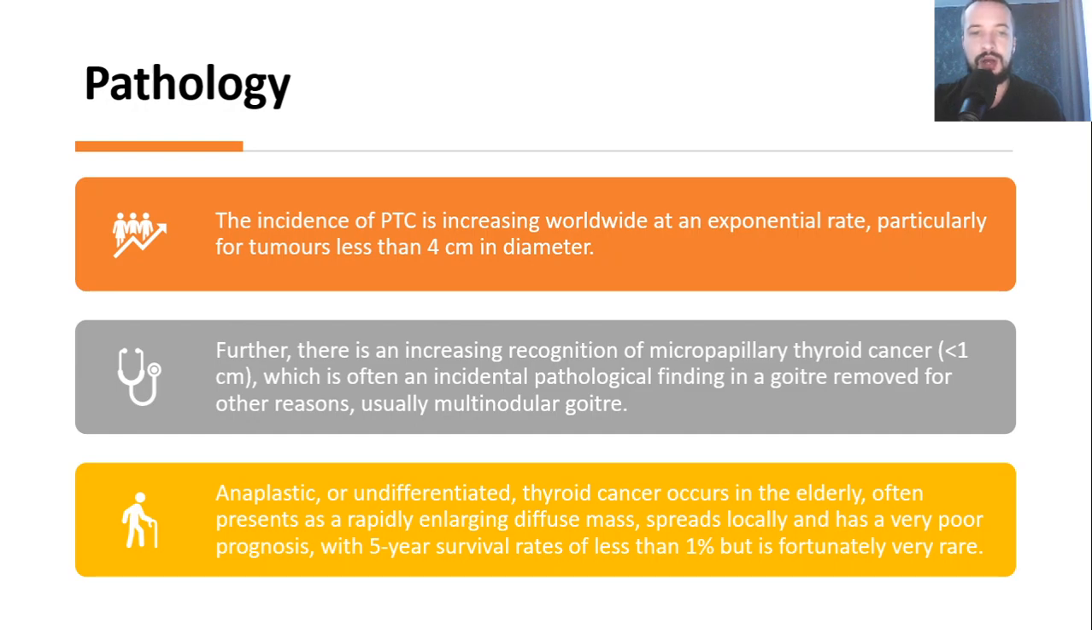Anaplastic or undifferentiated thyroid cancer occurs in the elderly, often presents as a rapidly enlarging diffuse mass, spreads locally, and has a very poor prognosis with 5-year survival rates of less than 1%, but is fortunately very rare.